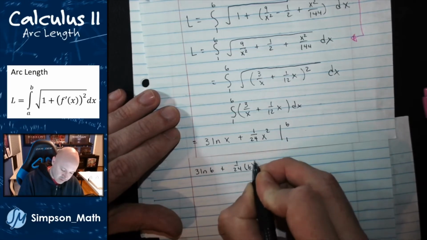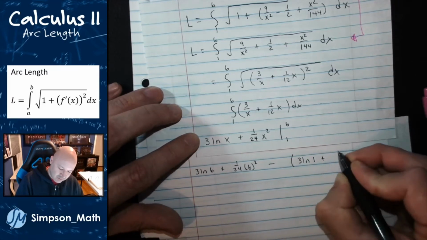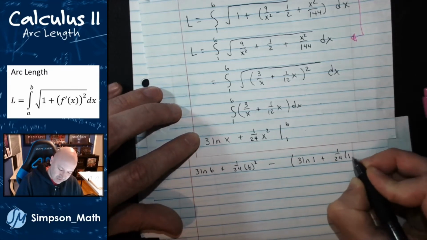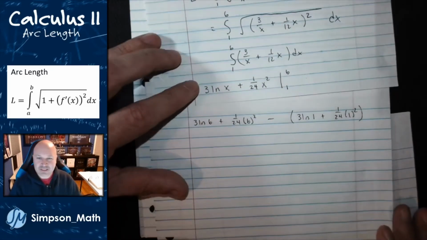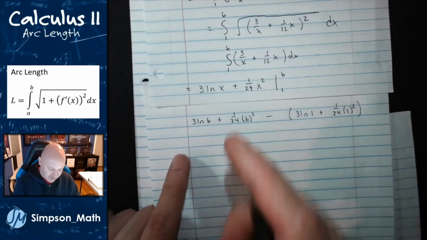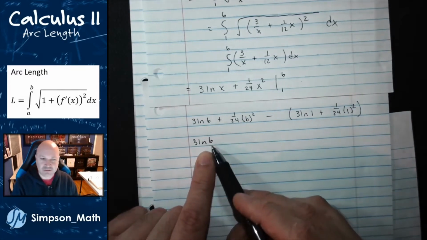Oh my goodness, I did not want to do this. Minus 3 ln 1 plus 1 over 24th times 1 squared. I would probably bust out a calculator just to double check myself. The natural log of 6 is not anything clever, so I'm just going to leave it alone.